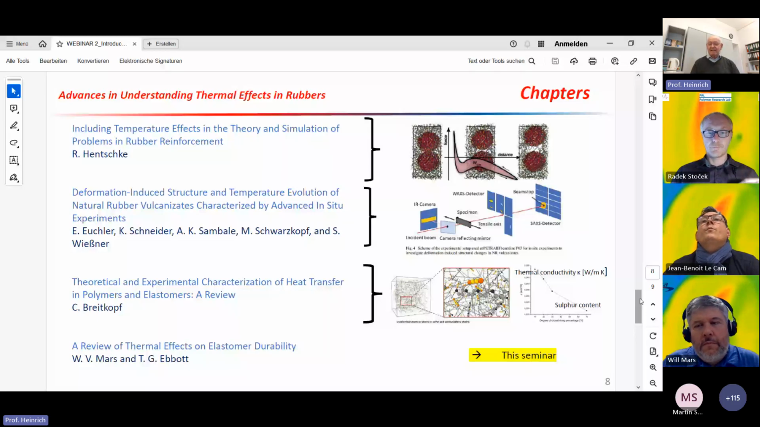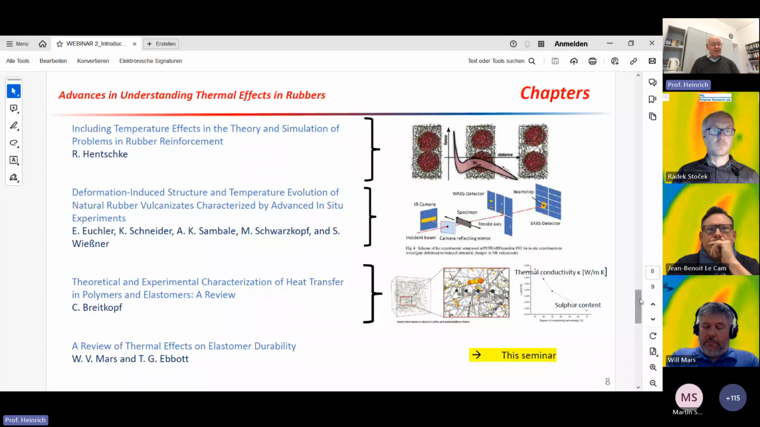You see here in one figure the heat capacity of a polymer. I think in that case it is polybutadiene, cross-linked with different amounts of sulfur. And you see how it depends on the sulfur content. This is measured, and this chapter also presents a simulation to understand these measured curves.